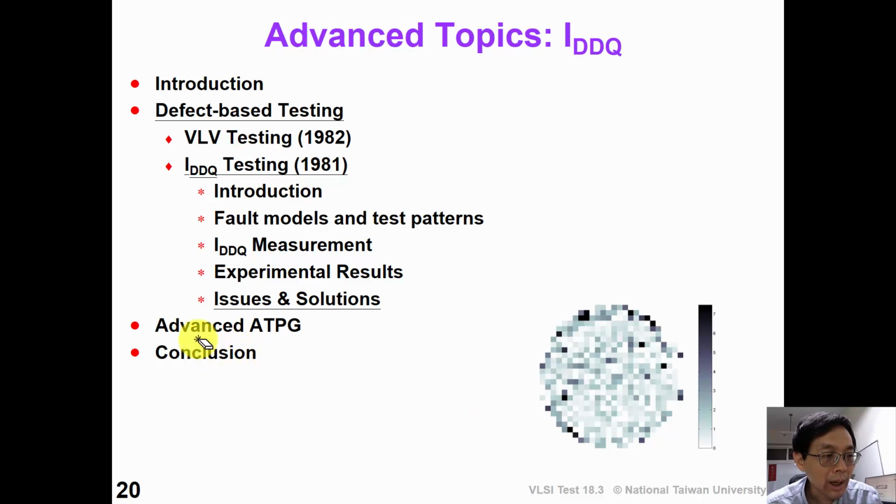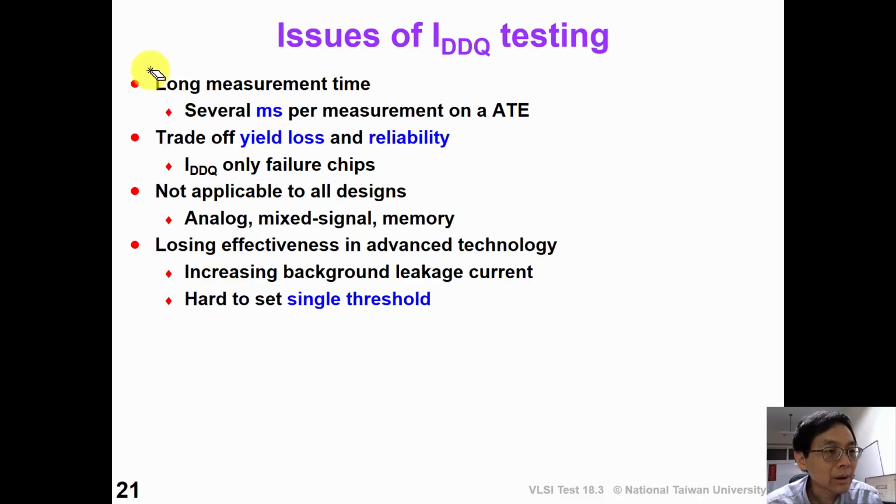So, what are the issues and the solutions for IDDQ testing? This slide shows the problems of IDDQ testing. First of all, this is a very slow test. It takes several milliseconds per measurement if we want to measure IDDQ on an ATE. So it's a very costly test.